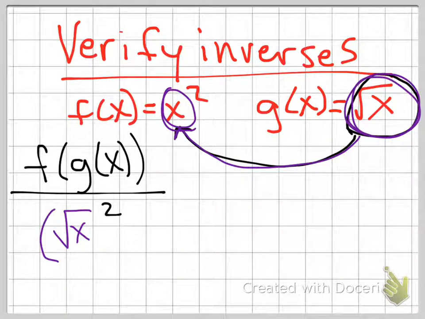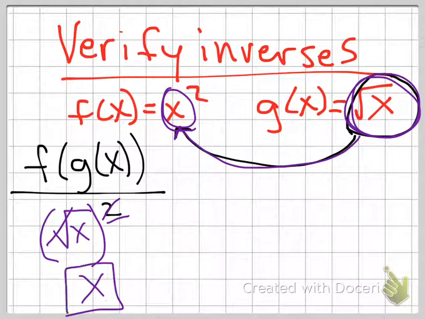So now what I have is the square root of x squared. If you recall, what happens when you take a square root of x and you square it? The squaring cancels the square root and you just get x. And remember that our goal is to have both f of g of x and g of f of x both equal x. So far f of g of x worked. Now let's do g of f of x.